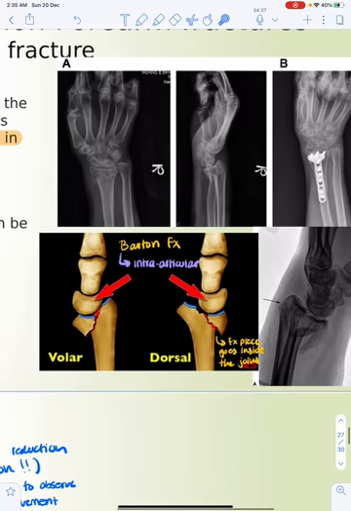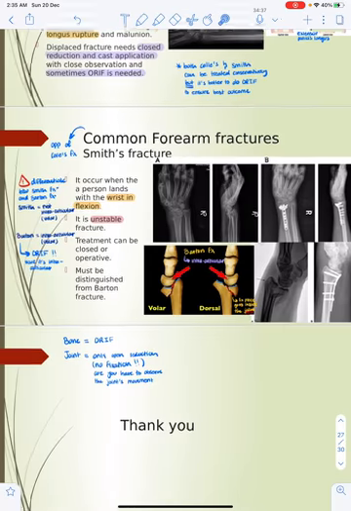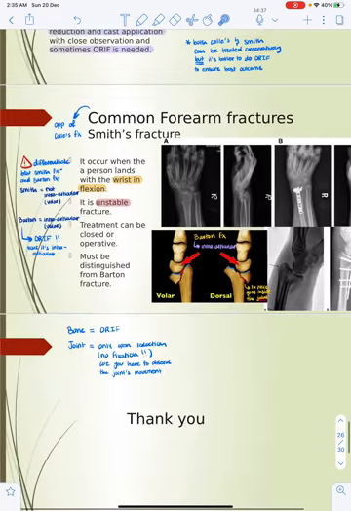Barton's fracture looks like Colles or like Smith, they have the same presentation, but the difference is that it's intra-articular. So Barton's fracture can be volar or dorsal. Dorsal can be mistaken for Colles fracture, volar can be mistaken for Smith fracture. Barton has two kinds, as we said, but it's intra-articular. So when you see the words intra-articular fracture, regardless of volar or dorsal, automatically we say it's a Barton's fracture. Full stop, it's that easy.